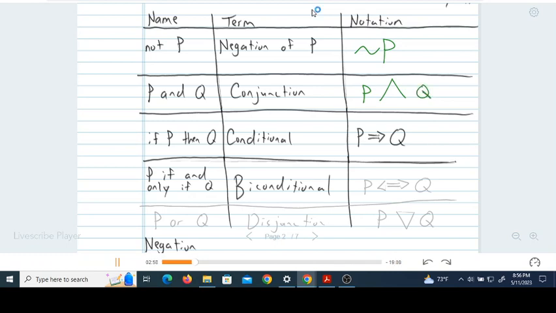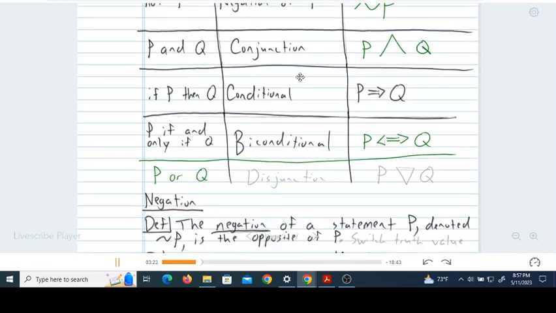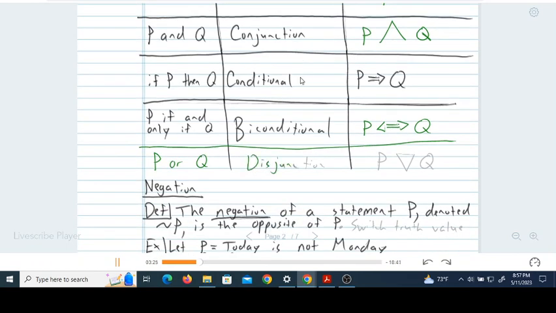The conditional, which uses the words if P then Q. So remember, P and Q are statements. So an example of a conditional would be if it is snowing, then it is cold. And we represent that with an arrow. We got the biconditional, which uses the phrase if and only if, and it is denoted by a double-sided arrow. I almost forgot. We got P or Q, which is the disjunction, and its notation is the kind of upside-down chevron.